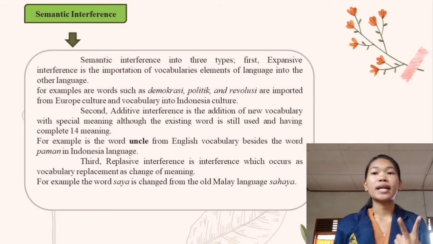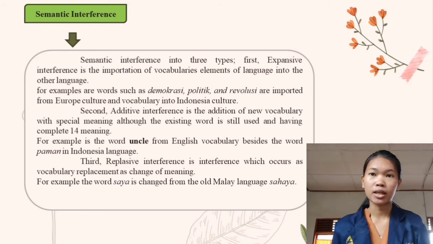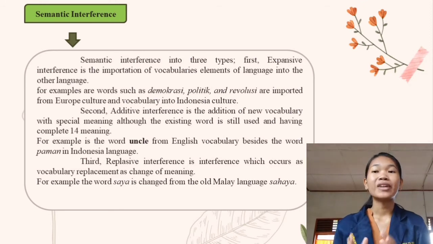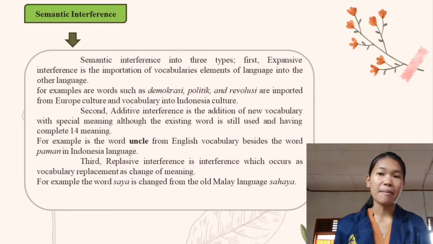So the second one is additive interference. Additive interference is the addition of new vocabulary with special meaning, although the existing word is still used and having complete meaning. For example, the word uncle from English vocabulary. Meanwhile, in Indonesia, uncle is paman.